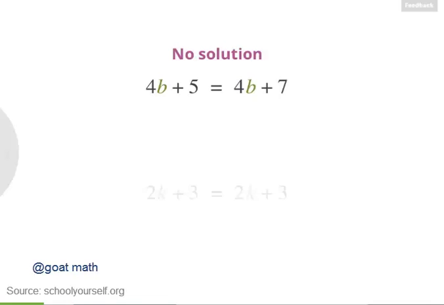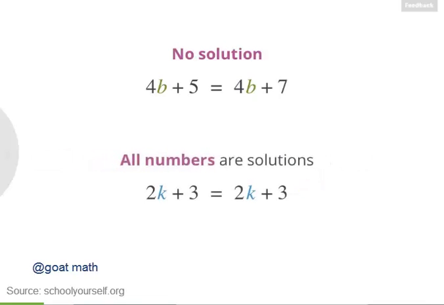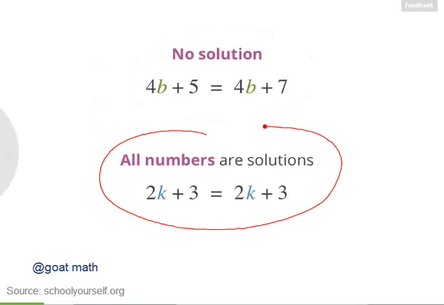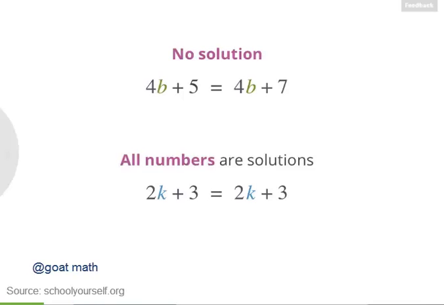And recall that other equations, like this one here, have all numbers as solutions. For any value of k that you pick, 2k plus 3 will always equal 2k plus 3. Most equations have one solution, but these are equations to watch out for that have no solution or where all numbers are solutions. In this lesson, we'll look at cases like these, but with two equations and two unknowns.